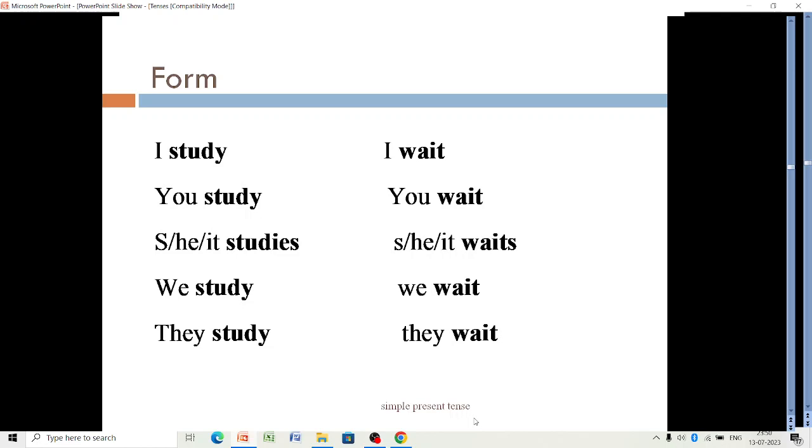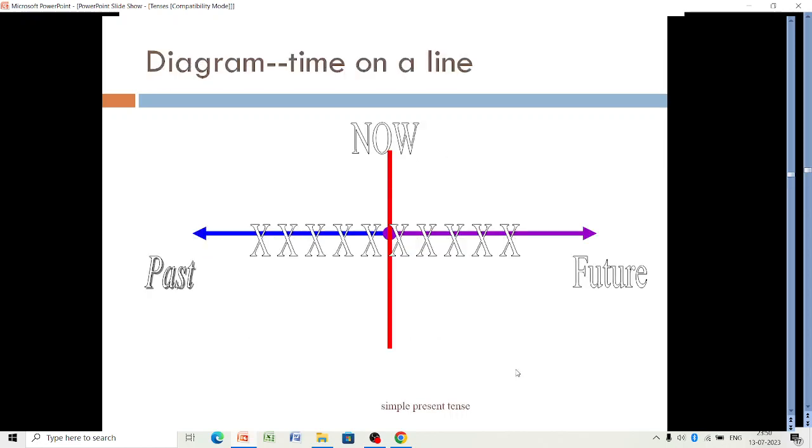You can change n number of verbs, but you need to use V1, and especially while you're using he, she, it as a subject, you need to add s, es, or ies to the first form of the verb in simple present tense. Now look at this diagram. In the center line is present, left side is the past, and right side is the future. Simple present is used in and around all this area.